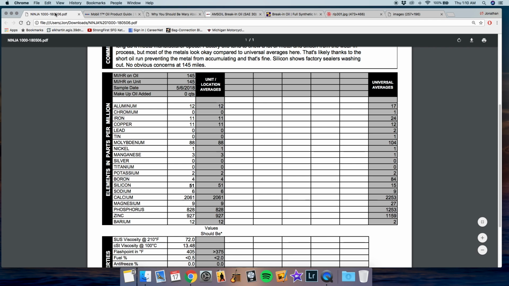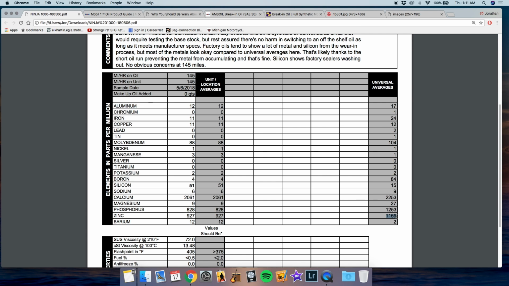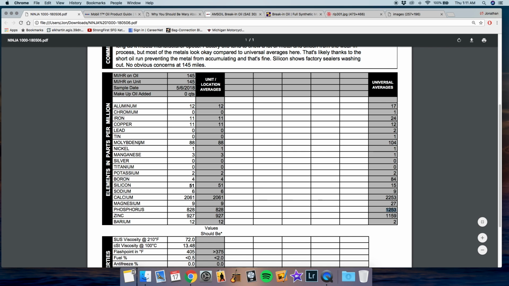So going back to the analysis, looking at zinc and phosphorus down here, we have 927 ppm of zinc and 828 ppm of phosphorus. And so these numbers are actually just slightly on the low side of what would be normal. And Blackstone provides these as just some kind of average benchmarks. So they mention 1100 ppm for zinc and 1200 ppm of phosphorus. So this is actually a little bit lower than those general averages.